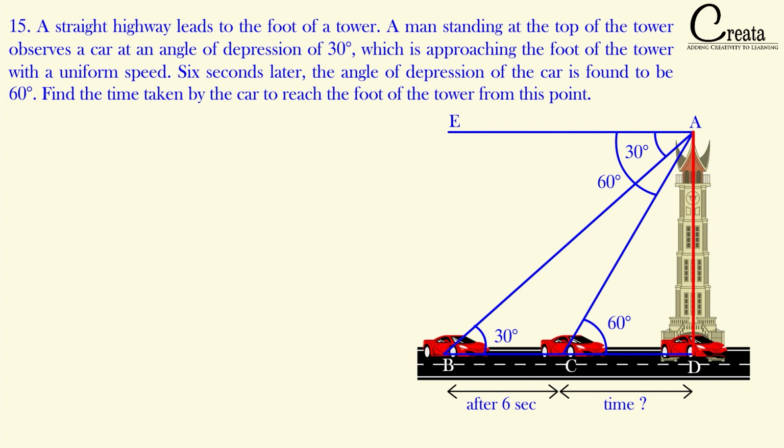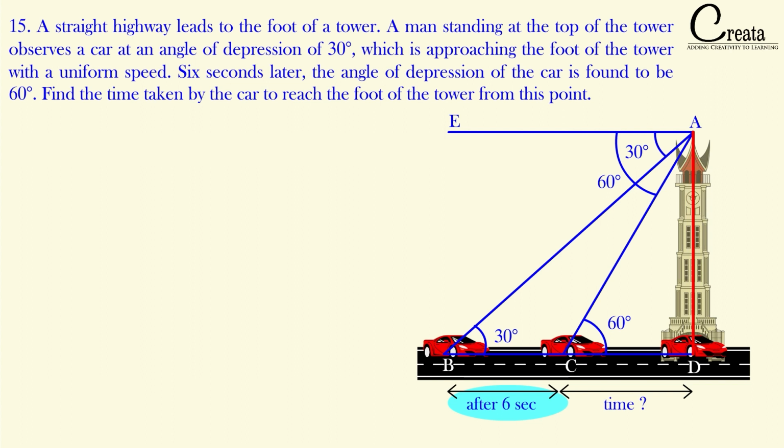Note that here no dimension is given. We do not know the height of the tower. We do not know the distance between the car or any of the side of the triangle. Only data that is given is the 30° and 60° angle and 6-second gap between the point B and C. Do not do the mistake of taking the 6 seconds as a distance. Here the distance between B and C we do not know. The distance between B and C is not given in the question.